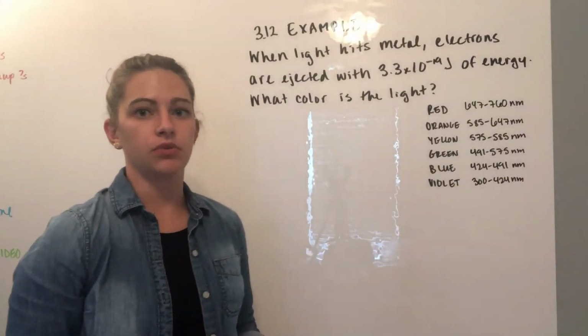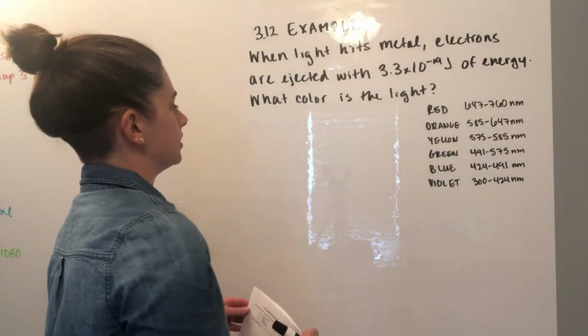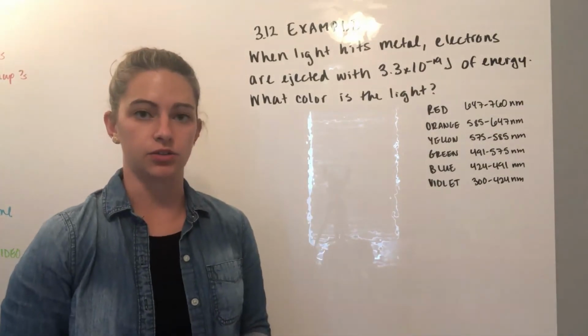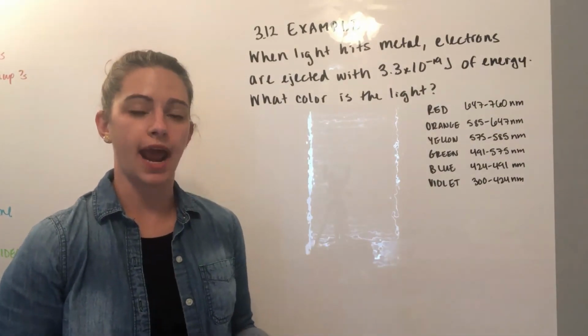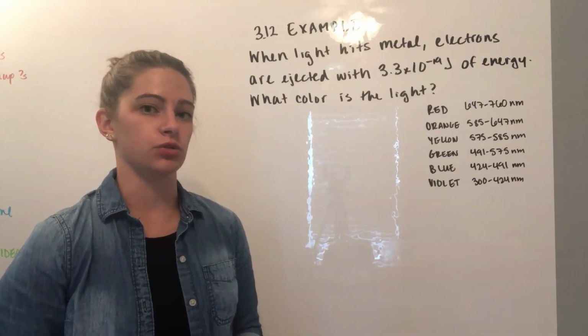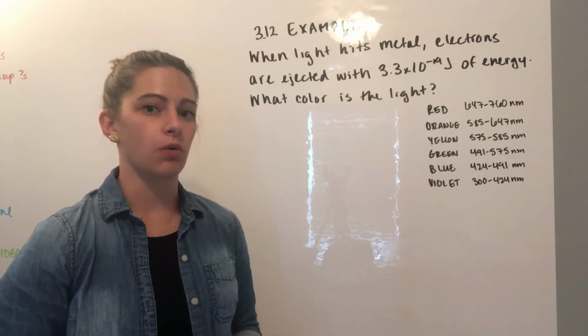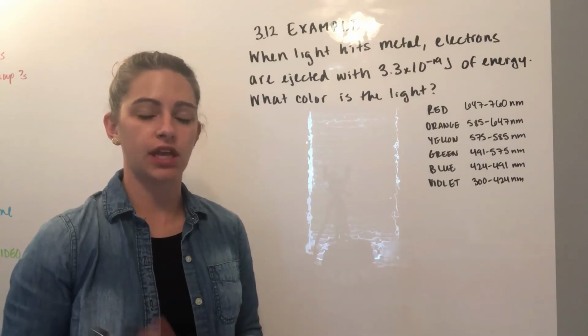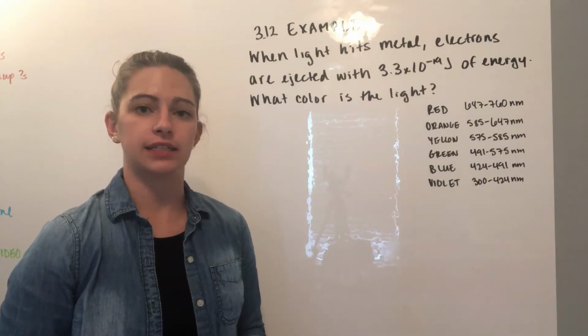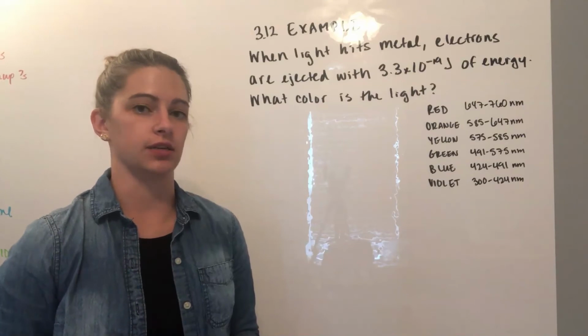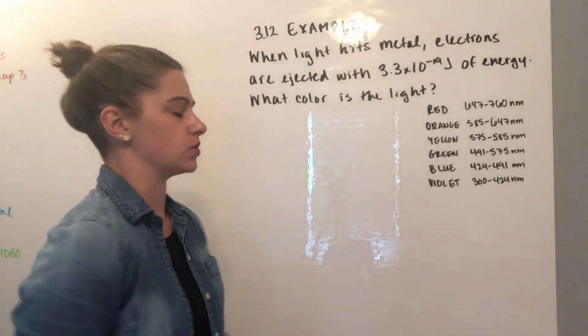So this is an example for topic 3.2, which is dealing with the photoelectric effect in the electromagnetic spectrum. So we're looking at what happens when light is used to eject electrons. When you get light with a certain wavelength, with a certain amount of energy interacting with a sample, it can eject electrons, and we can measure the speed of those electrons.